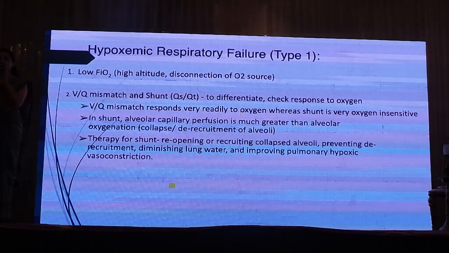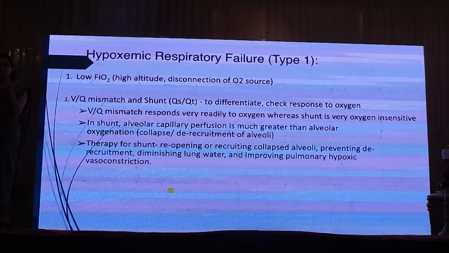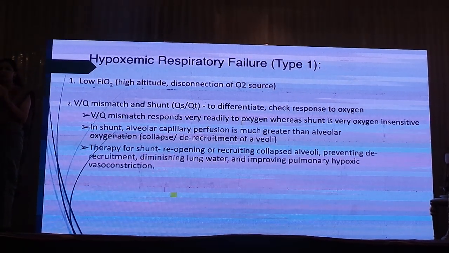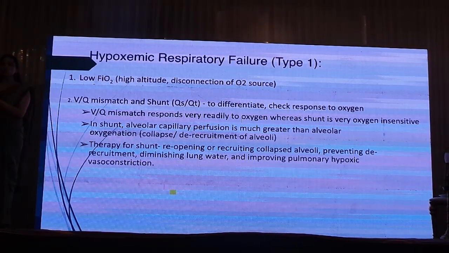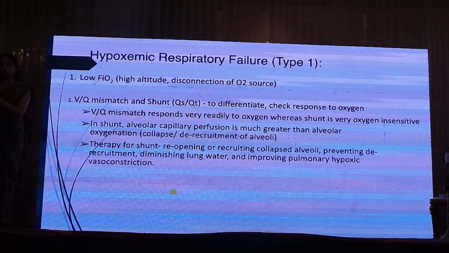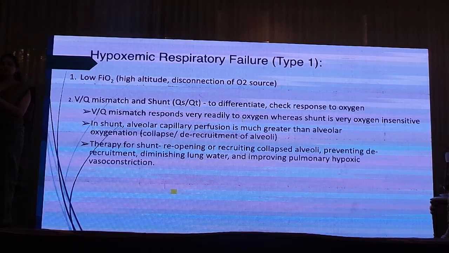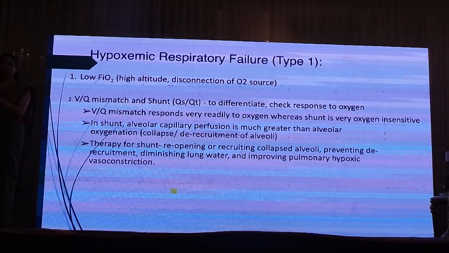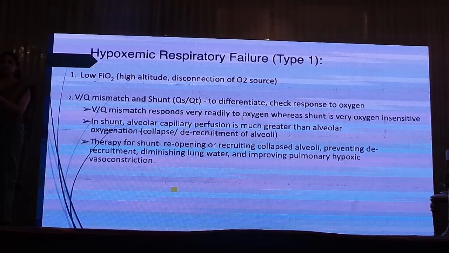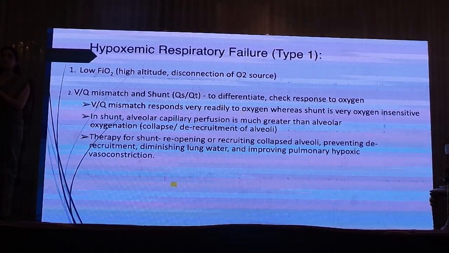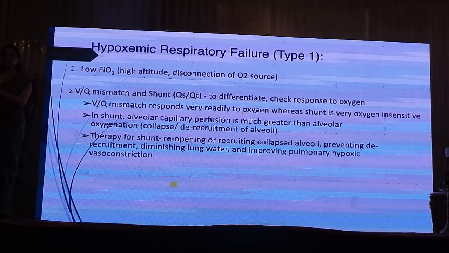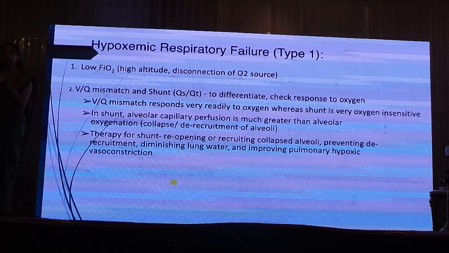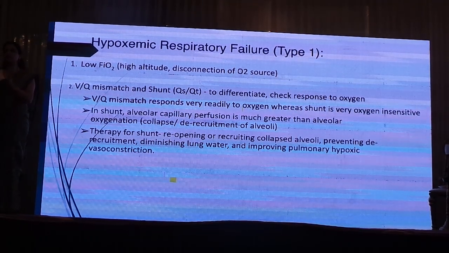And how do we know whether ventilation is affected or the perfusion is affected? One very easy way to differentiate is to check response to oxygen therapy. You give oxygen, VQ mismatch responds very rapidly to oxygen, whereas shunt is very oxygen insensitive, because you cannot increase blood supply by increasing oxygen supply.